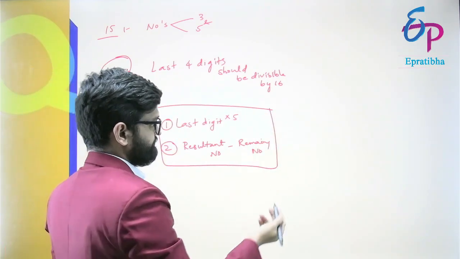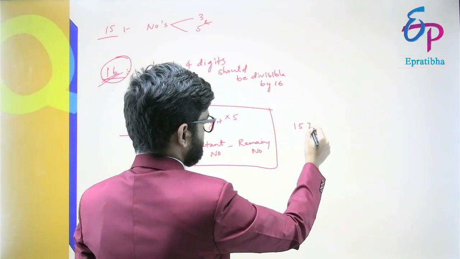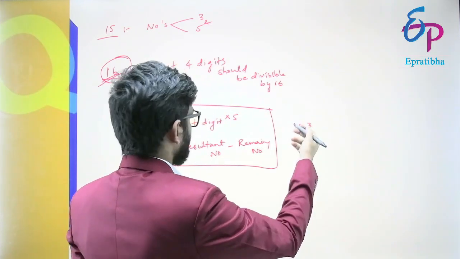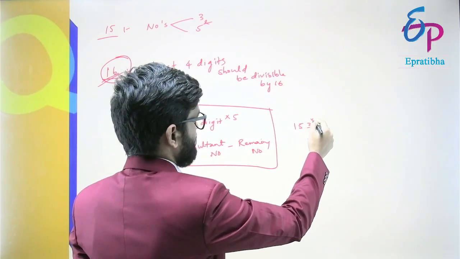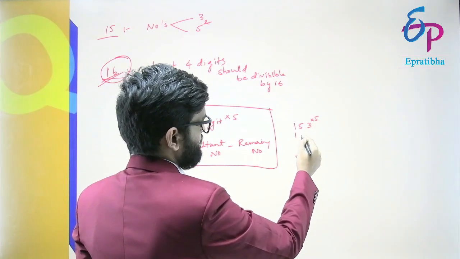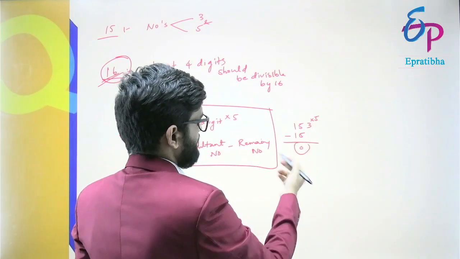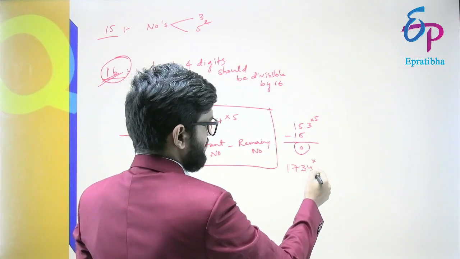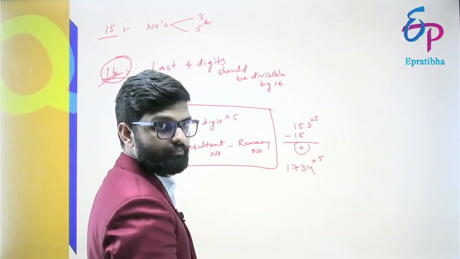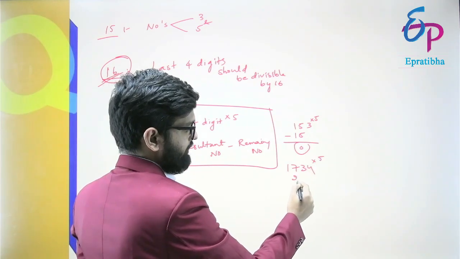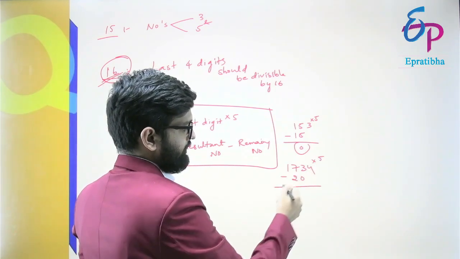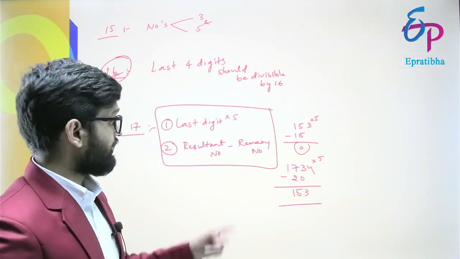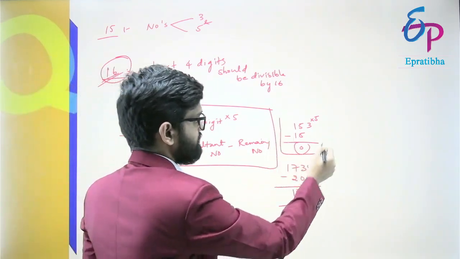Now if you see 153. What I have told you: the last number should be multiplied with 5. But 3 fives are 15, you are getting it as 0, right? So let's take one more number, 1734. You take the last number multiplied with 5. Now what is 4 fives? 20, if you take, minus. So this is 153.